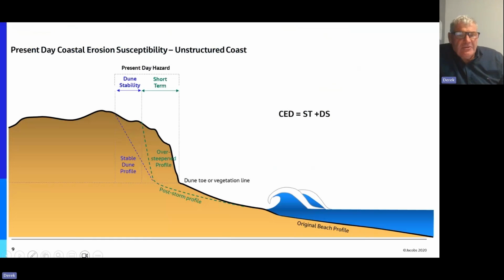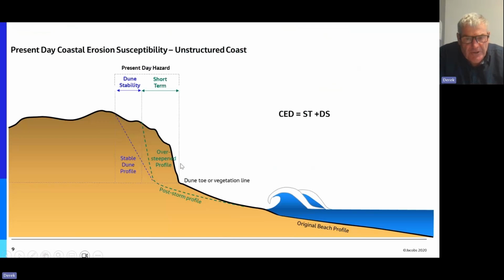So how do we assess coastal erosion? How do we model it to go forward? This formula over here on the right, CED, is coastal erosion distance. If we think about it in the present day and what could happen anytime tomorrow, next week, next year, the next few years, it's really what happens with storms. That is a combination of two factors: the short-term storm factor and a dune stability factor.